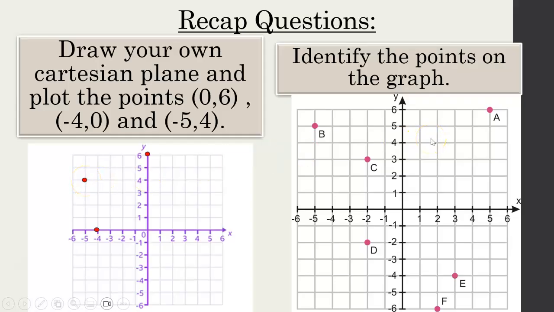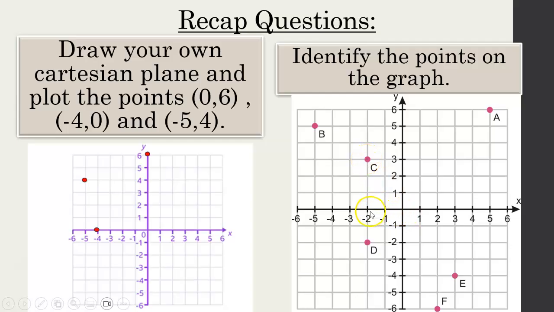Identify the points on the graph. Okay, I'll start with A. This has gone to 5 up to 6. So this point is (5, 6). This will go to B. I've gone left to minus 5. And then I go up to 5. So this would be (-5, 5). Then I'll go to C. Okay, so C, I have to go left minus 2 and up 3. So it would be (-2, 3).